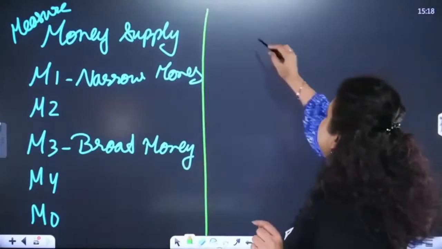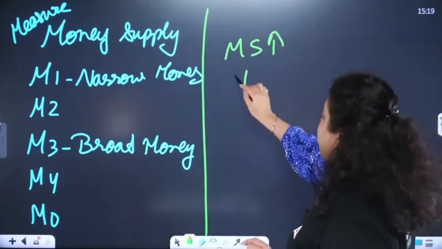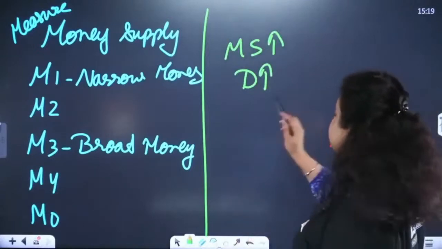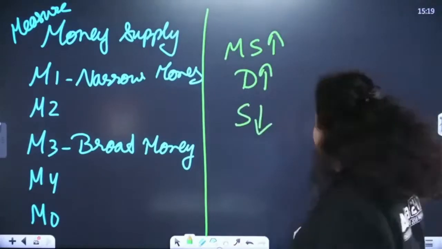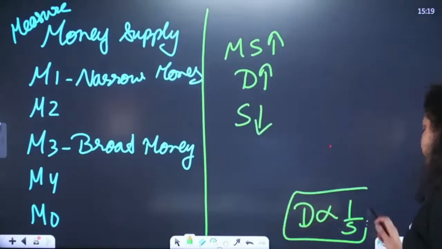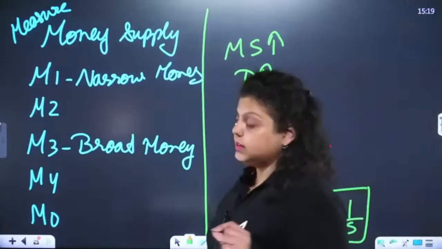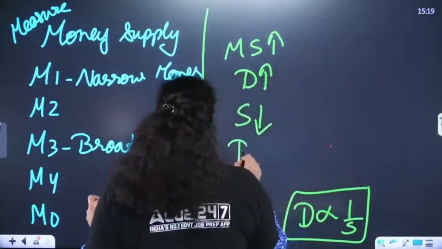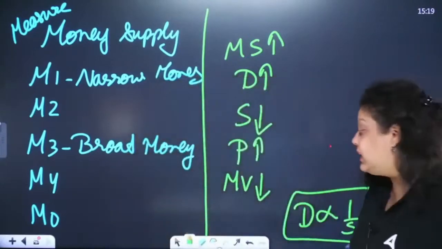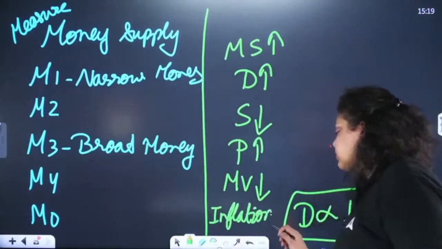Let's say the money supply in the economy is increasing. If the money supply increases, the demand for goods and services by consumers increases. If we have more money, we will purchase more goods and services. If the demand increases, the supply will decrease, because demand and supply always have an inverse relationship. Then prices start increasing and the money value of goods and services decreases, and that creates inflation in the country.